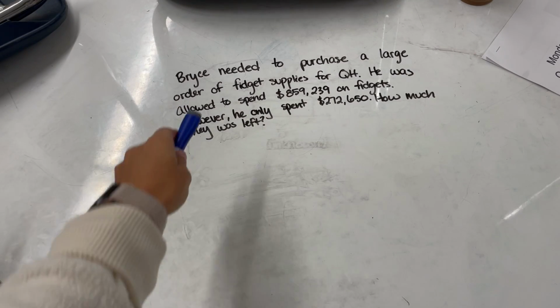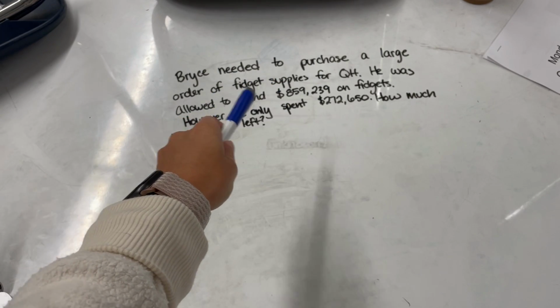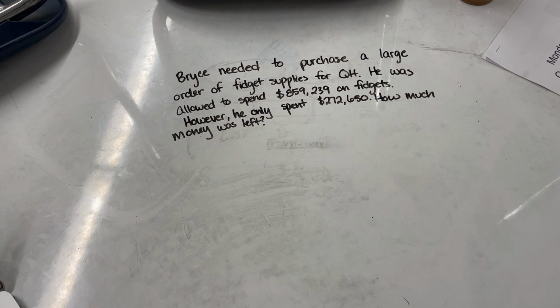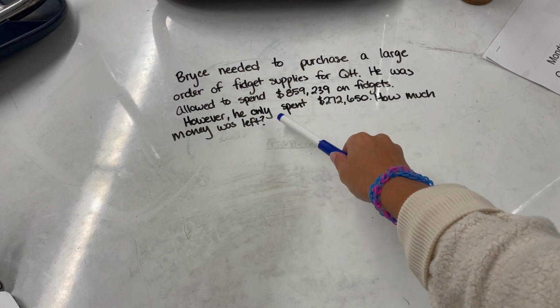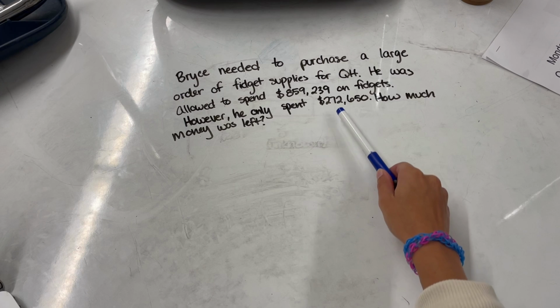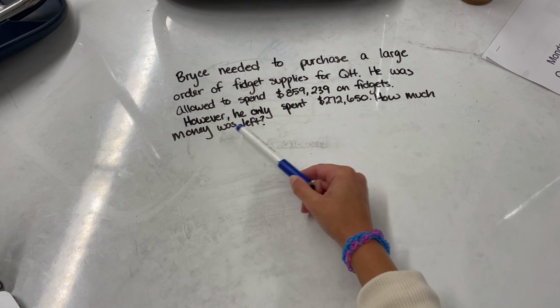All right, we have this word problem here. Bryce needed to purchase a large order of fidget supplies for Quality Hill. He was allowed to spend $859,239 on fidgets. However, he only spent $272,650. How much money was left?